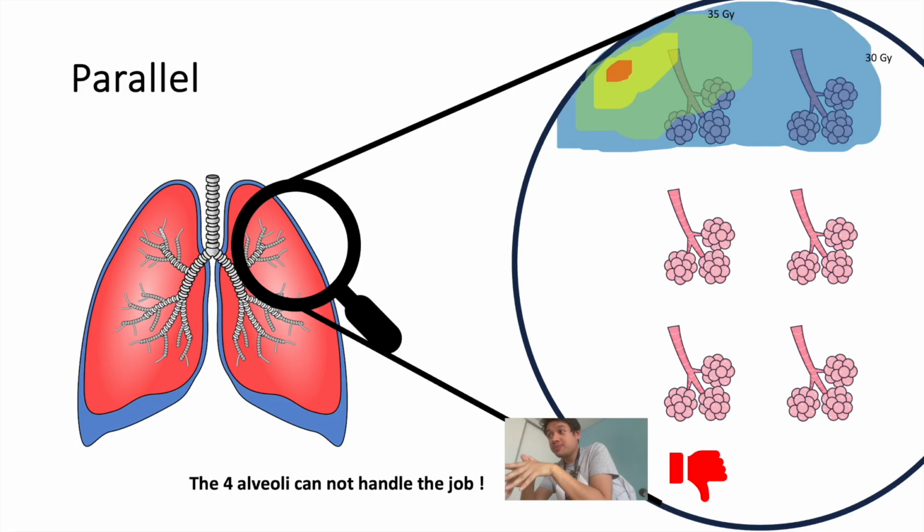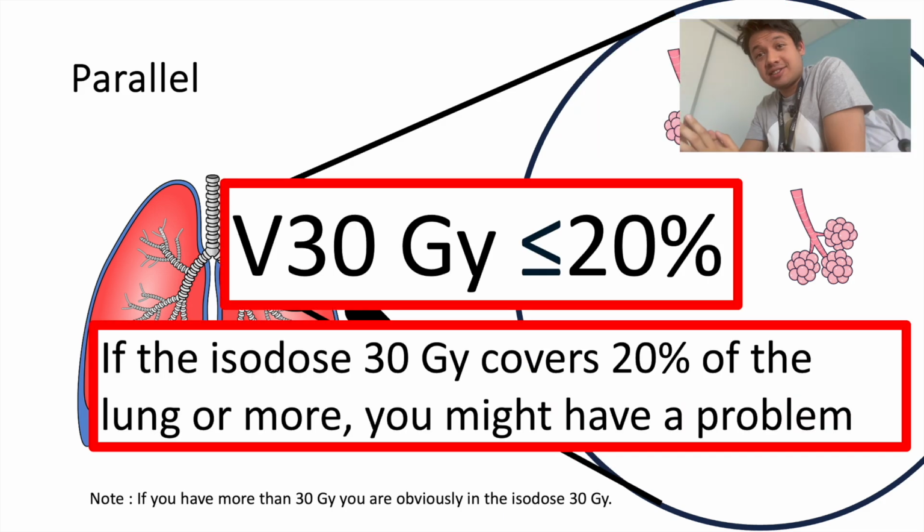But once too many clusters of alveoli are damaged, for example, in this case, the 30 gray isodose is hurting too many clusters of alveoli, the whole lung can no longer do its job. This is a classical dose constraint that you might have already seen in your tables.